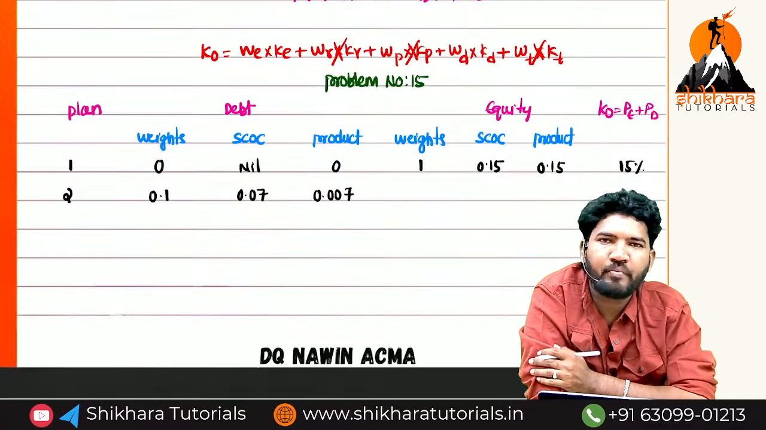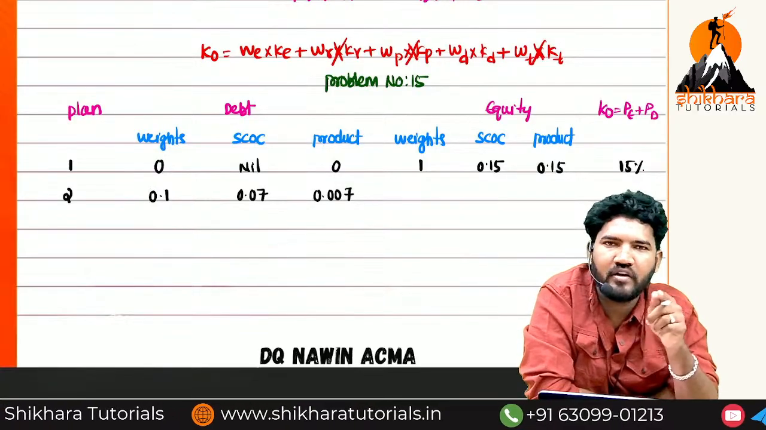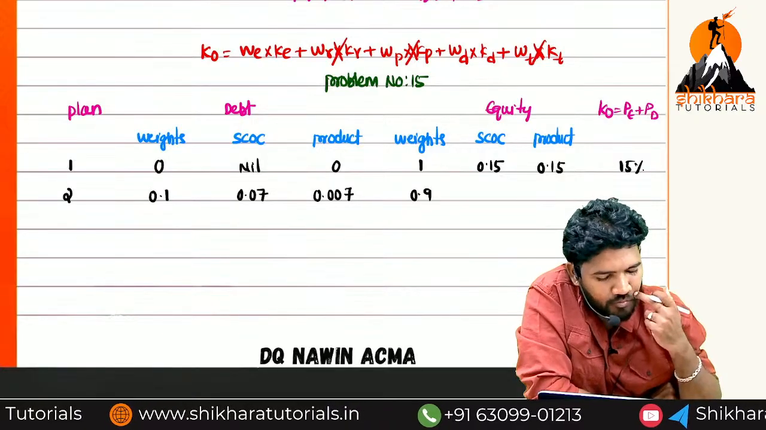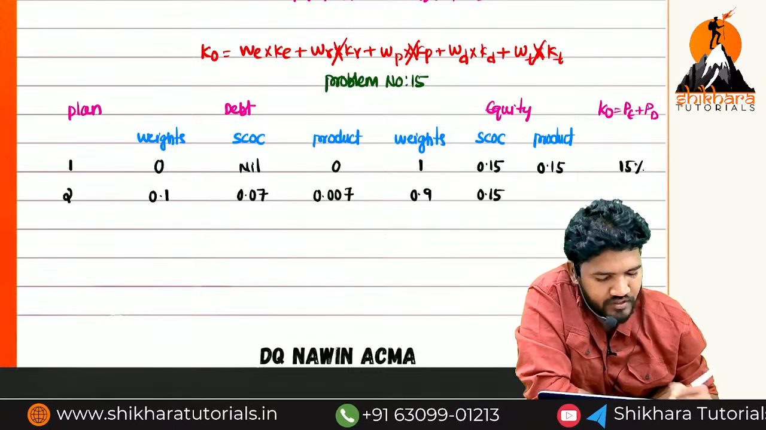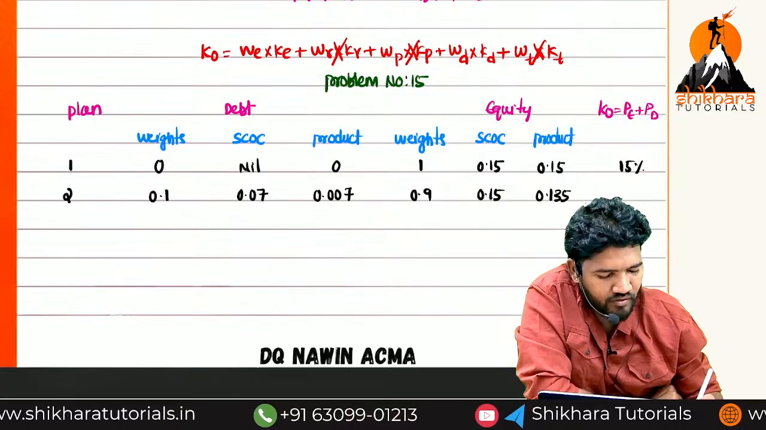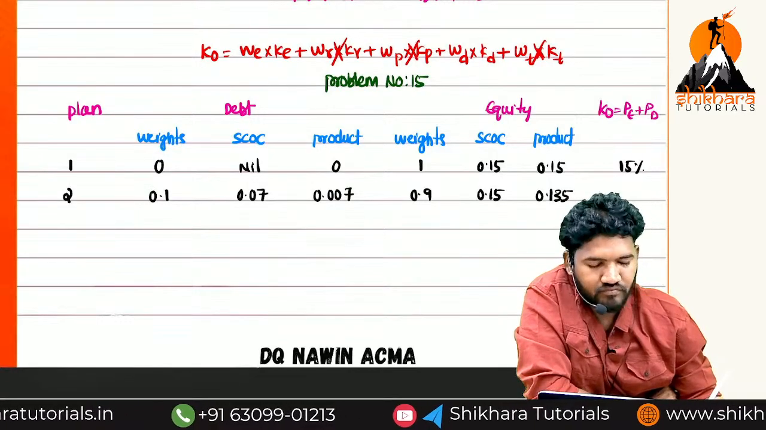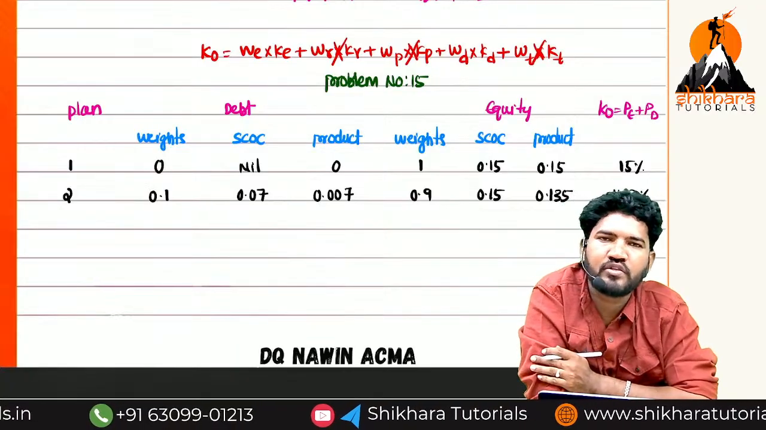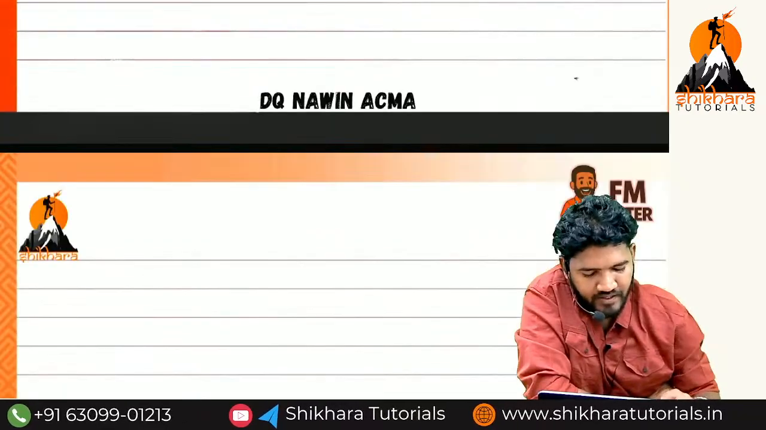Now weight of equity. Out of 1 rupee, debt is 0.1, so equity is 0.9. Why? Because the total weight will be 1. What about the specific cost of capital of equity? 0.15. What about the product? 0.135. Now 0.007 plus 0.135, 14.2%. You can write 0.142 also, no problem. Clear?